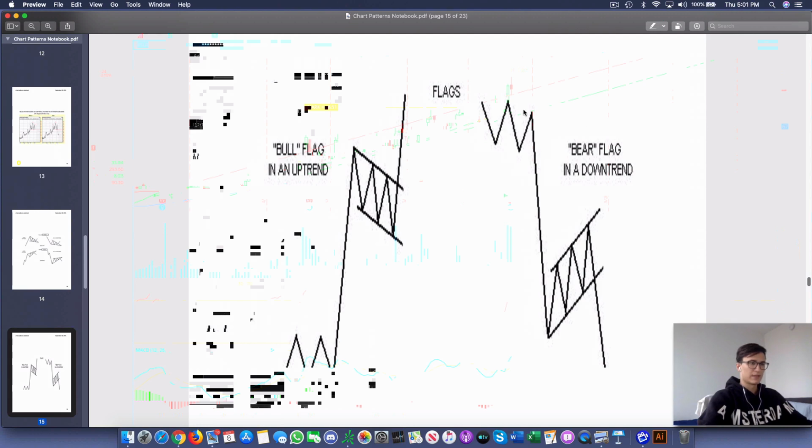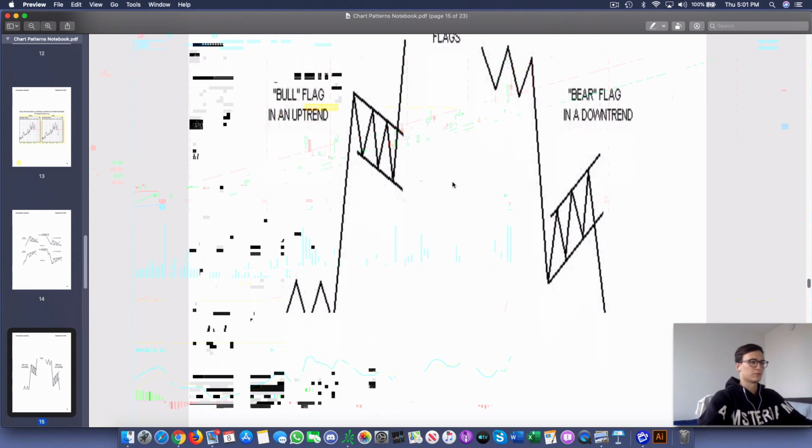Bearish flag: prices are decreasing, hit support, go to resistance, hitting them to identify previous support levels and previous resistance levels, and then it continues downward once it breaks that support level.